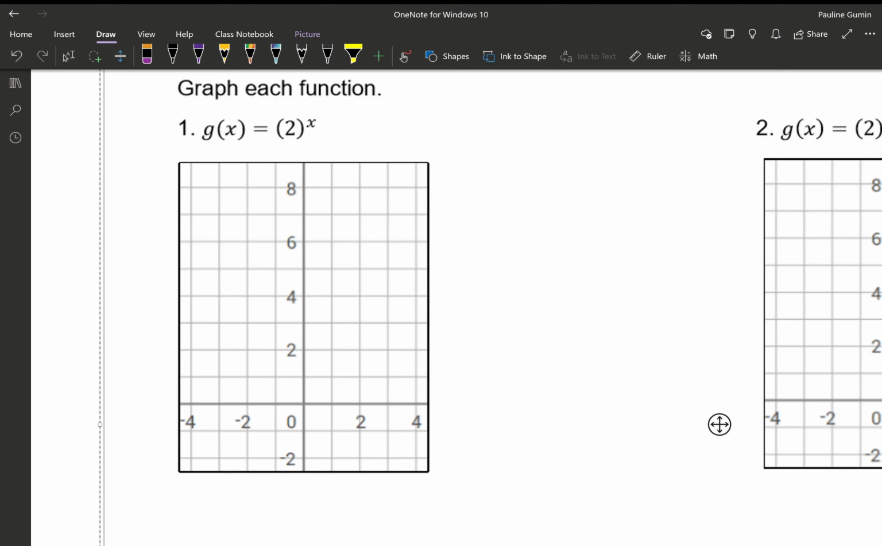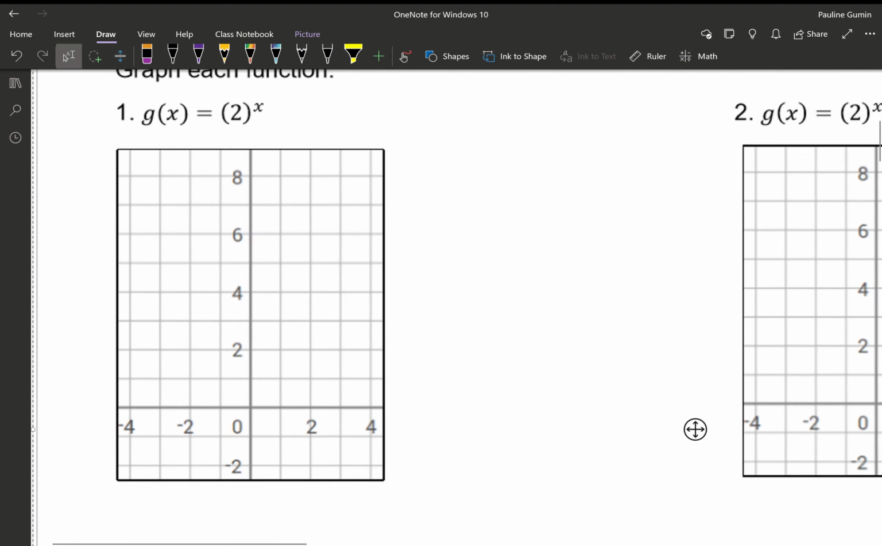Hello, and welcome to a little video about Target 4B in which we look at transformations. Now we're going to begin by proving each transformation. Number one is our base graph. This is our original. We're going to compare everything to this graph. So let's graph it so that we can compare.